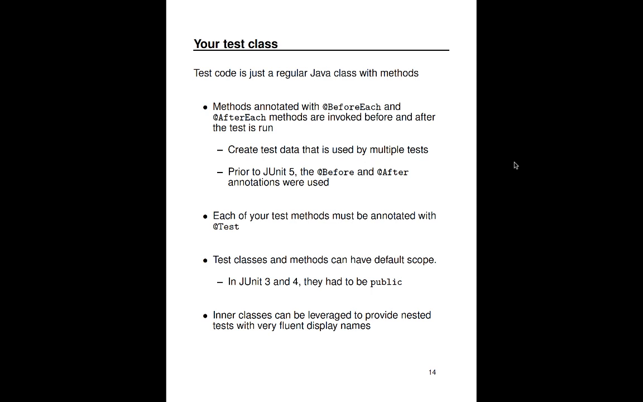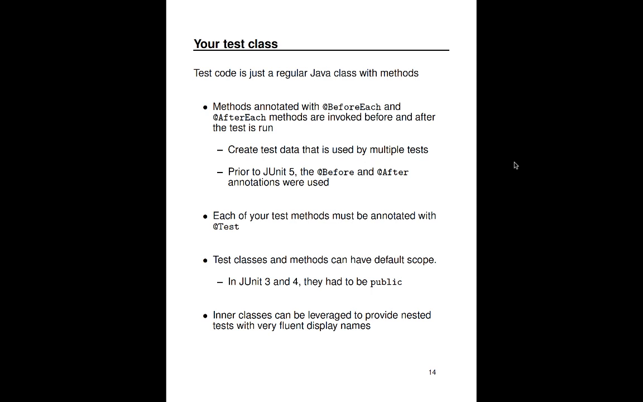There are some other things that you should know about when it comes to writing test code. If you have setup and teardown methods, you can annotate those with @BeforeEach and @AfterEach. The JUnit framework will invoke the BeforeEach method before each test method is run, and of course, AfterEach is afterwards. This allows you to create test data that is used by multiple tests. You can store that data inside a field of the test class, the object that's created to represent the test. These are the new names of the @Before and @After annotations that we talked about in JUnit 4.